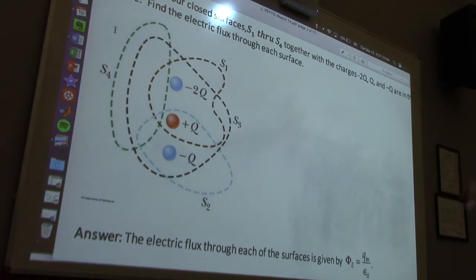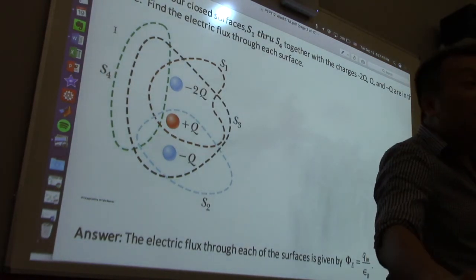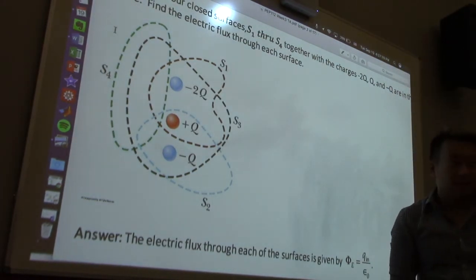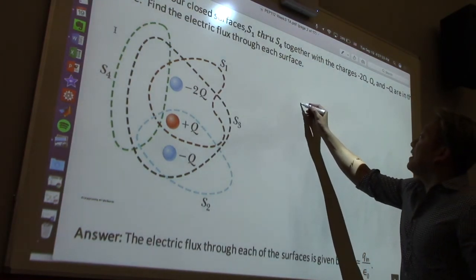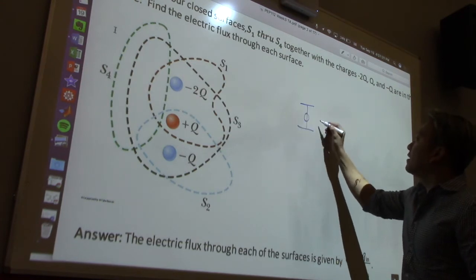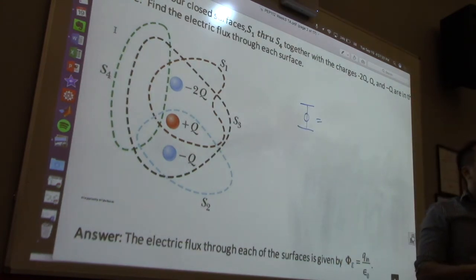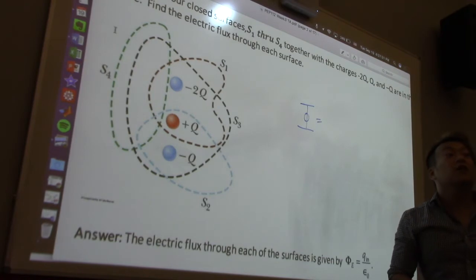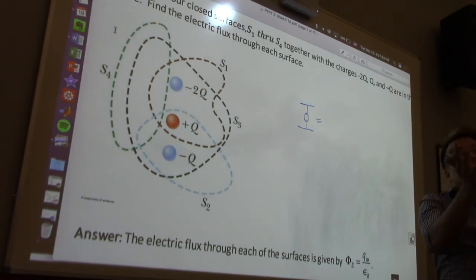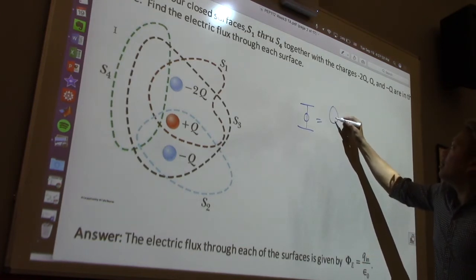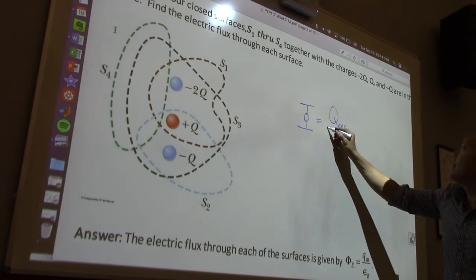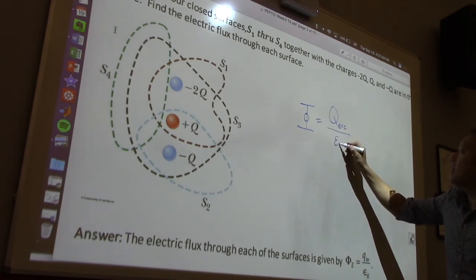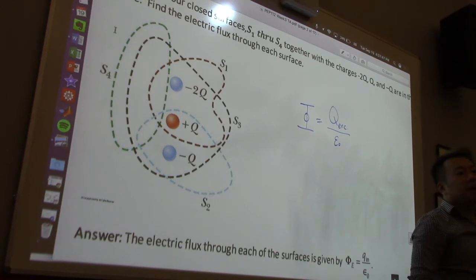Alright, so this second problem, we have another equation that talks about electric flux. It's called Gauss's law, which is that the electric flux is going to equal the charge enclosed by some hypothetical boundary, which we call a Gaussian surface. The charge enclosed, abbreviated, divided by the permittivity of free space.